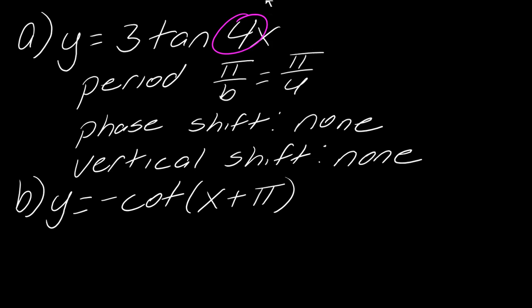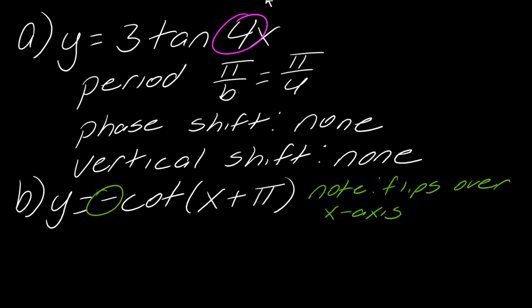Okay, so now let's start taking a look at what happens when we have different types of shifts. One thing I just want to note, since there's a minus sign in front, this means that this function is going to flip over the x-axis. That's not necessarily a shift, but I do want to note that. For the period, once again, it's whatever number is in front of the x. In this case, there is no number in front of the x, so we can assume it's a 1. So my period is going to be pi over 1, which just equals pi.